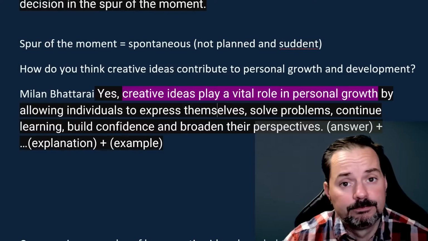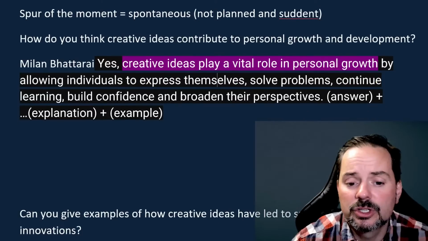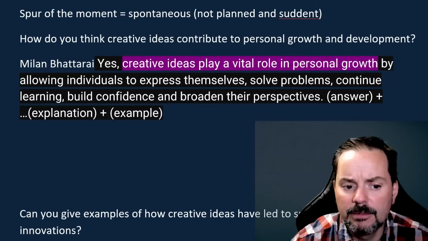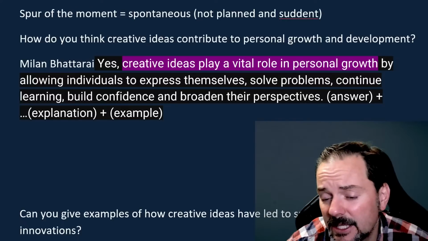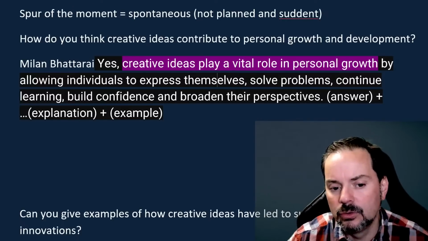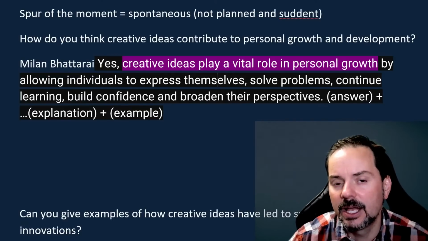So Milan, good. Yeah, thumbs up. Absolutely. It's a good start. By allowing individuals to express themselves, solve problems, continue learning, to build confidence and broaden their perspectives. Sure. But what do you mean? Like, why do creative ideas contribute to that, right?